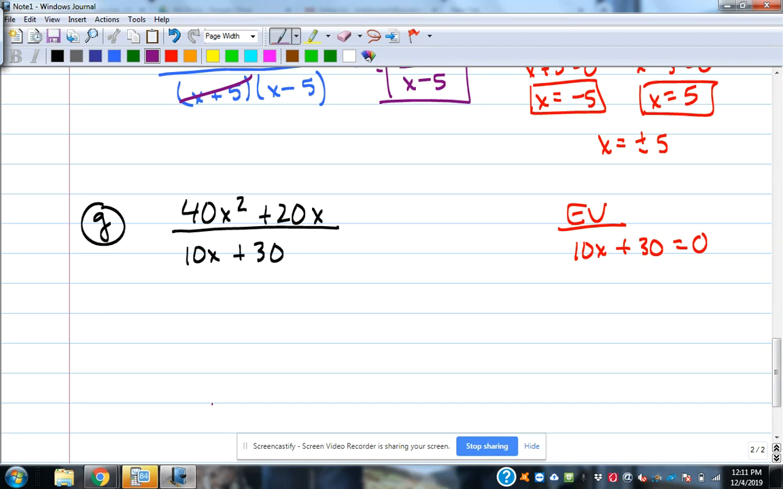Do we normally solve that kind of equation by factoring? No. So don't. Just solve it. Worry about factoring in a minute. So 10x is equal to negative 30, divided by 10, x is negative 3. Now, let's go back to that factoring. The top part, you said the GCF was 20x, and that leaves 2x plus 1.